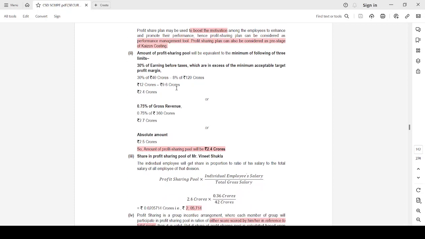Okay, let's compute. 30% of 40 crores minus 8% of 120 crores gives us 2.4 crores. And then gross revenue, that 360 crores into 0.75% is 2.7 crores. Absolute amount is 2.5 crores. Least of the above, 2.4 crores, is the amount of profit sharing pool.